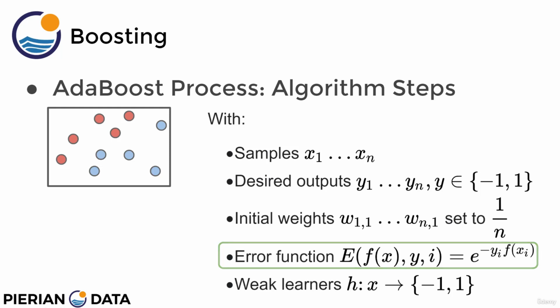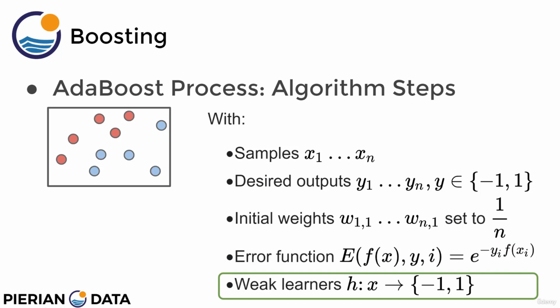And keep in mind that the weak learners themselves are going to output some hypothesis given that x data point that is in the range from -1 to 1. So how does the actual training occur? This is kind of our setup process.